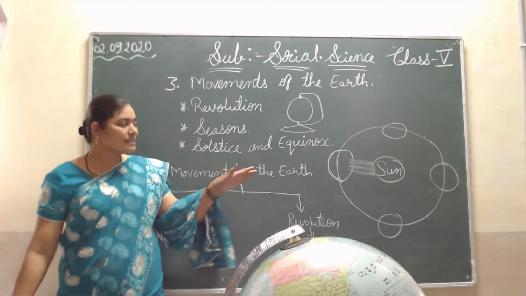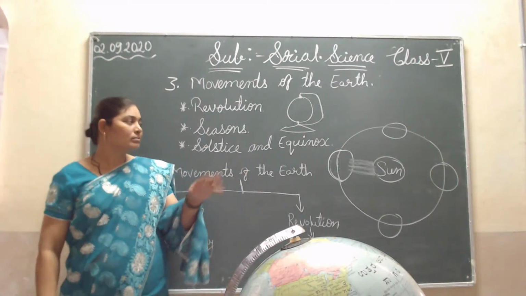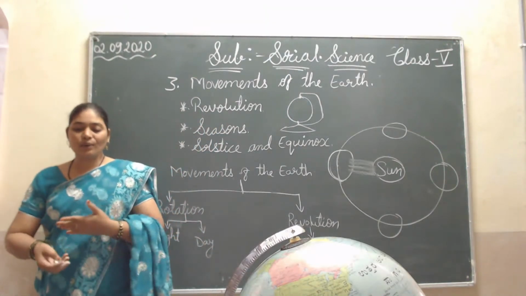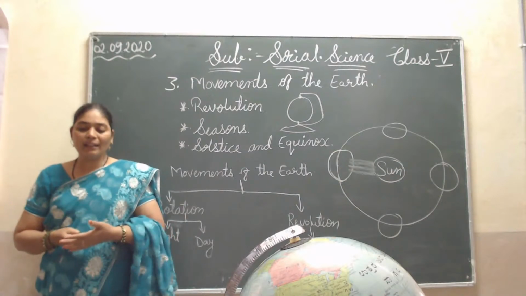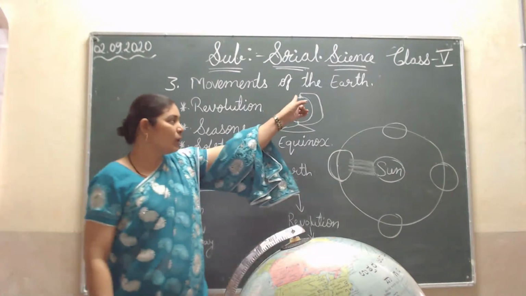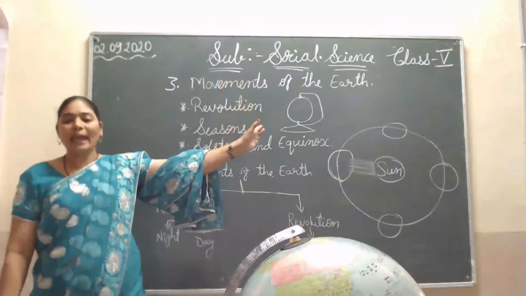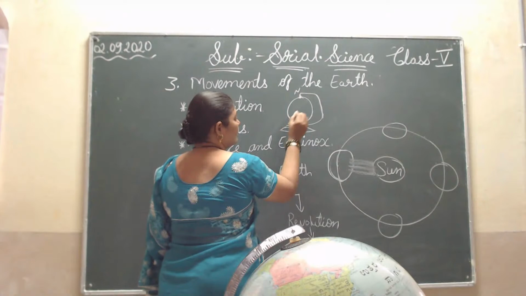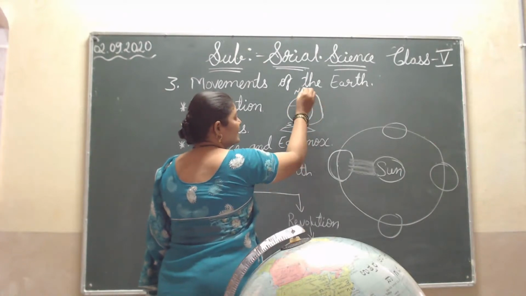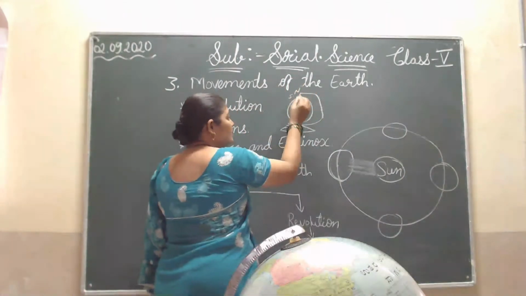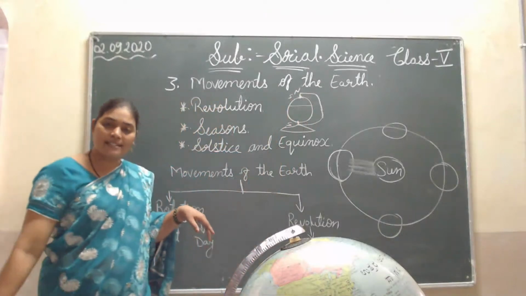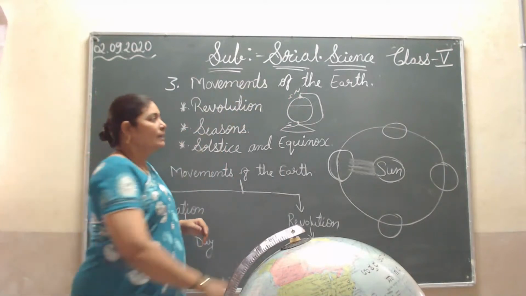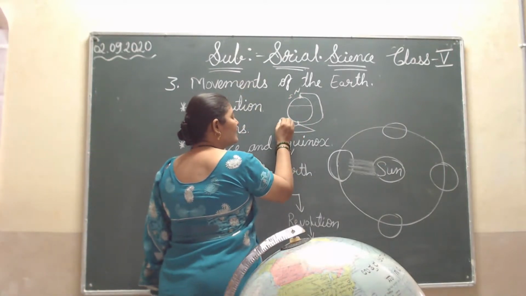In this way, seasons also change by the revolution of the Earth. Here, slowly, slowly it will be moving. So when the northern hemisphere has summer, the southern hemisphere has winter. Northern hemisphere is facing the summer season, and at the same time the southern hemisphere faces the winter season.